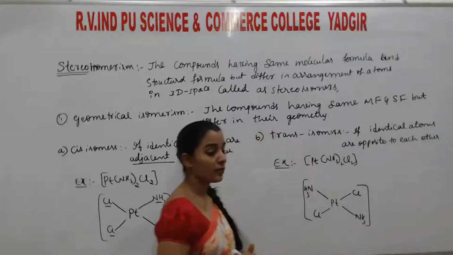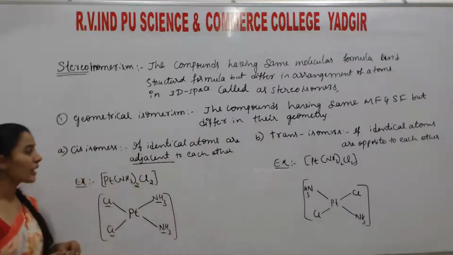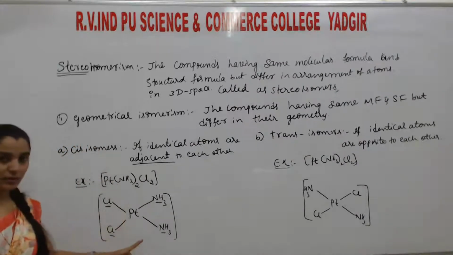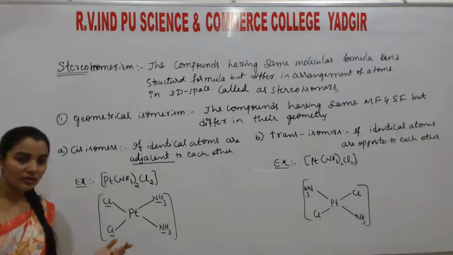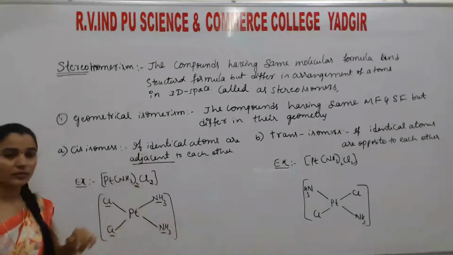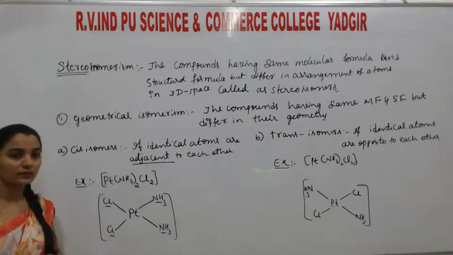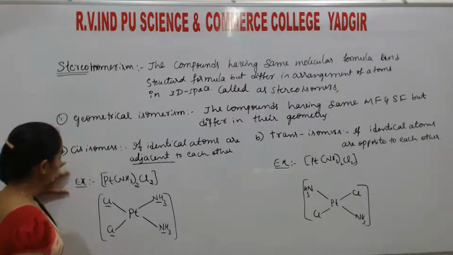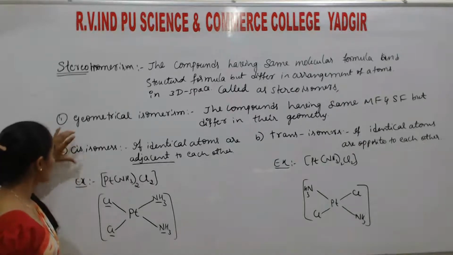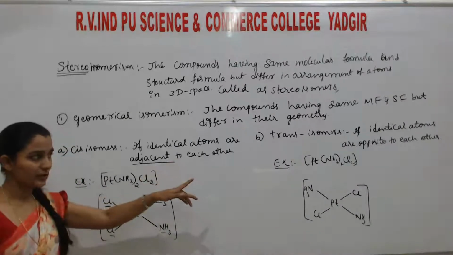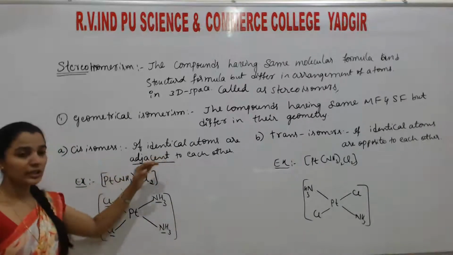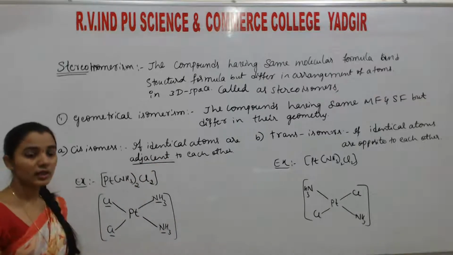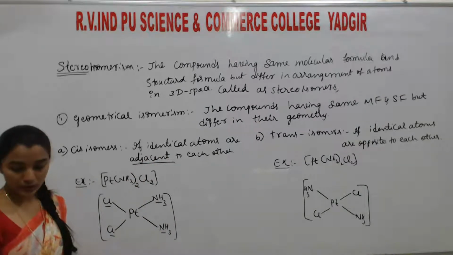Correct? So this type of isomerism is called geometrical isomerism, where the structure is same, molecular formula is same, only the arrangement of atoms is different. Understand? So this is about geometrical isomers, either cis isomer or trans isomer. Cis isomer means the identical atoms are adjacent to each other. Trans isomer means the identical atoms are opposite to each other.